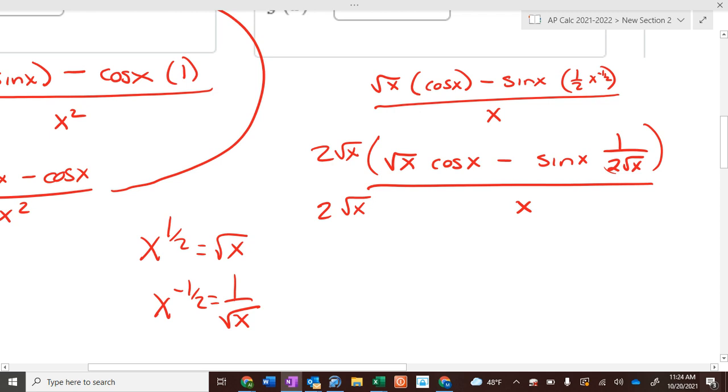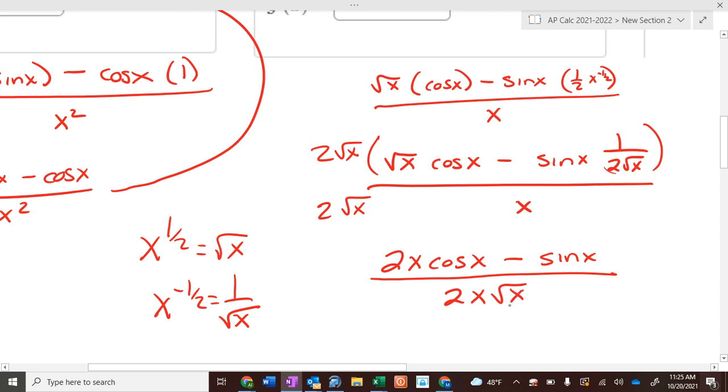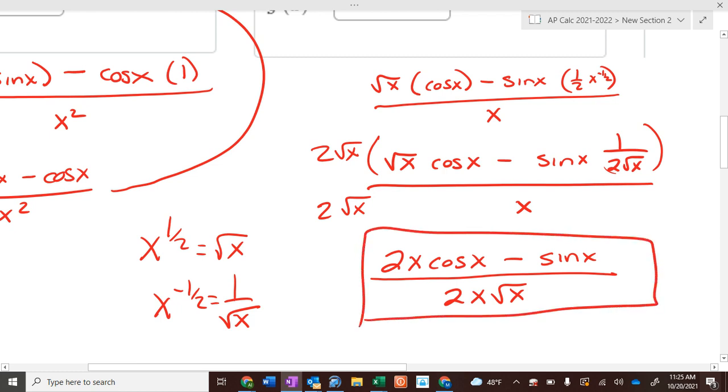Okay, so if we multiply through, we get 2 square root of x times square root of x is 2x cosine of x minus sine of x, and 2 square root of x over 2 square root of x cancels, over 2x square root of x. Now, in the old days, I would have made sure that people had to get rid of the square root of x off the bottom as well, but no, we're good right there if we stop right there.